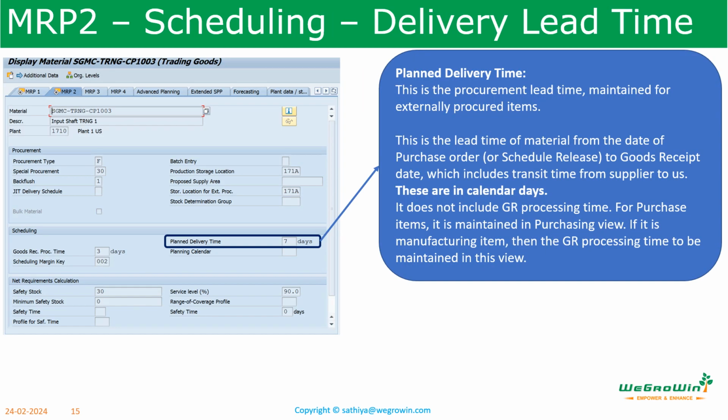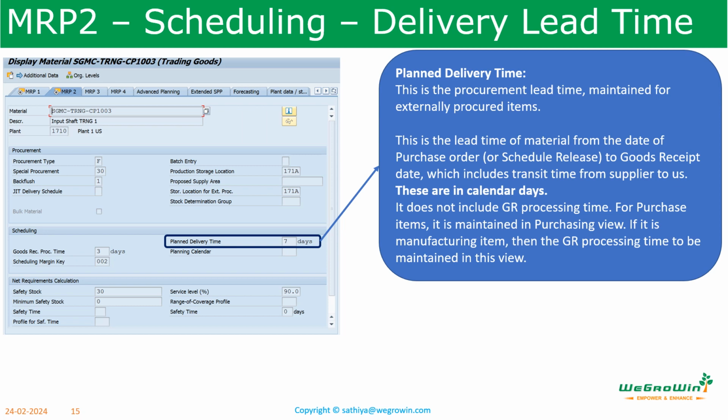So here let us start with the planned delivery lead time. Planned delivery time is the procurement lead time which is maintained for externally procured items. So this is the time between releasing the purchase order and receiving the goods receipt. This includes the transit time also, right? The planned delivery time includes the transit time. These are mentioned in calendar days. Please be careful, these are in calendar days. And this planned delivery time does not include GR processing time. Goods receipt processing time is not included here.